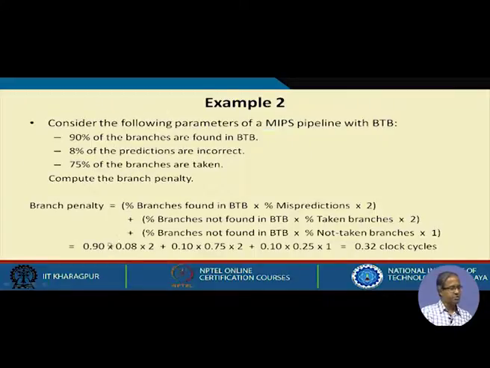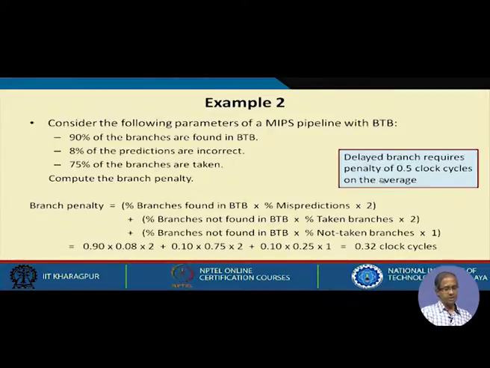Okay. Now, just put the values: percentage branch found is 0.9, misprediction is 0.08, not found in the BTB is 10%, 75% taken branch, 25% not taken branch. If we calculate, the branch penalty comes to 0.32 clock cycles. Compare this with delayed branches where the average penalty was 0.5 clock cycles, but here, based on realistic values on real programs, you see that your performance can become better, your branch penalty becomes less than 0.5. Okay.